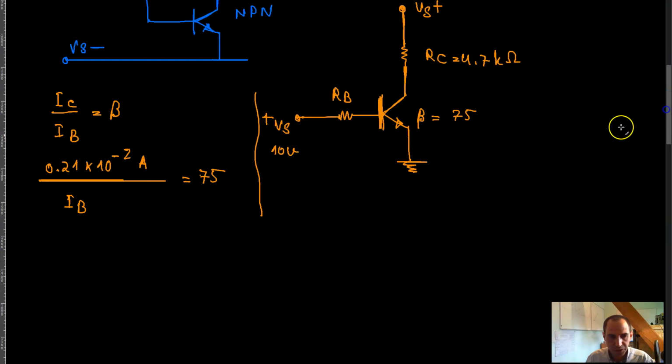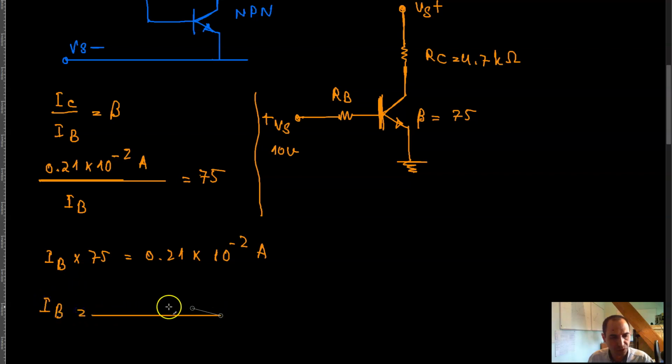Which means that I of B times 75 is the same thing as 0.21 into 10 raised to the power negative 2 amps, which means that I of B is equal to 0.21 into 10 raised to the power negative 2 amps divided by 75. And let me calculate what is 0.21.